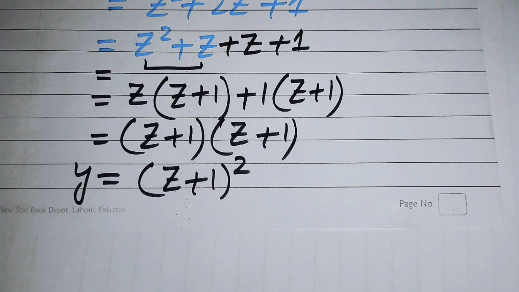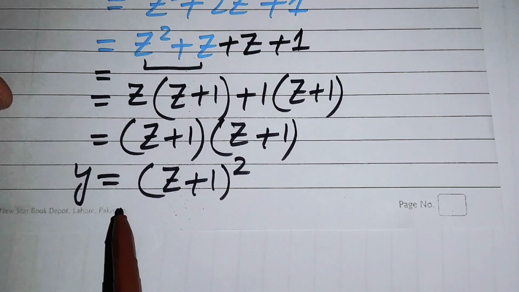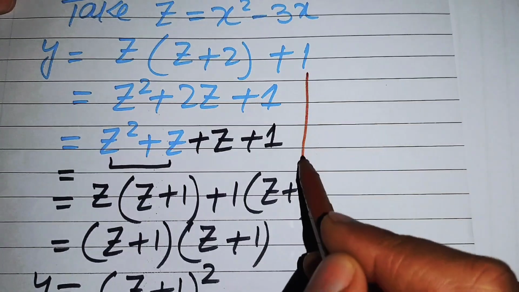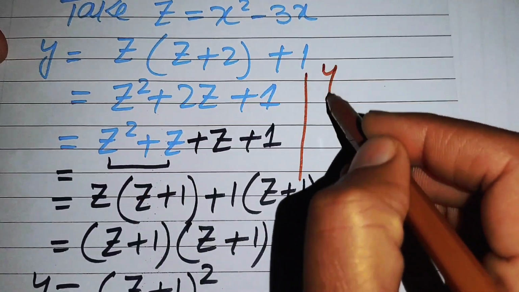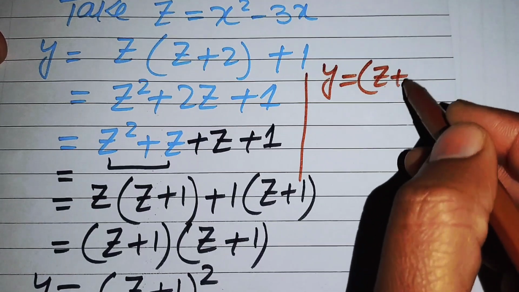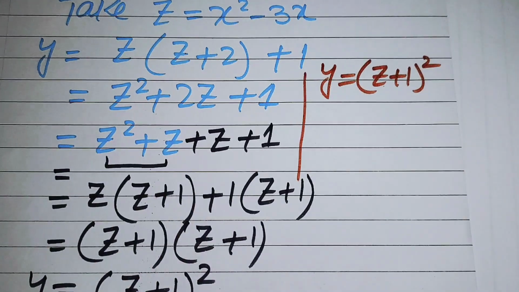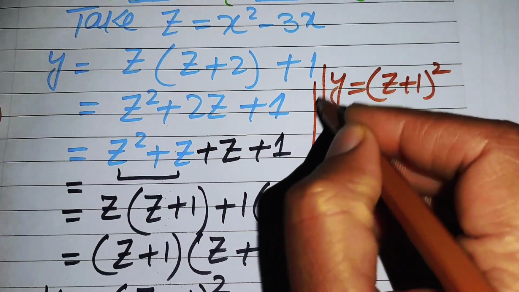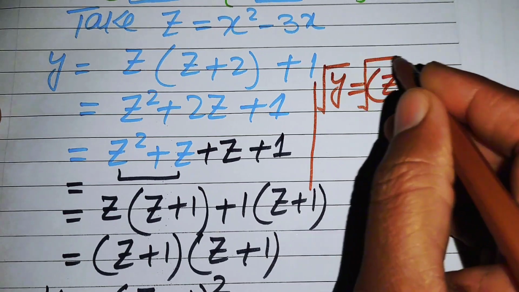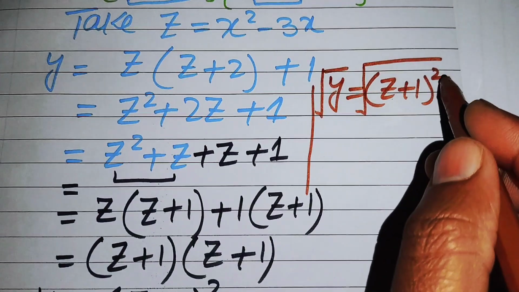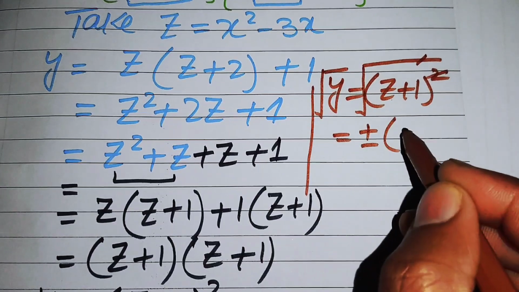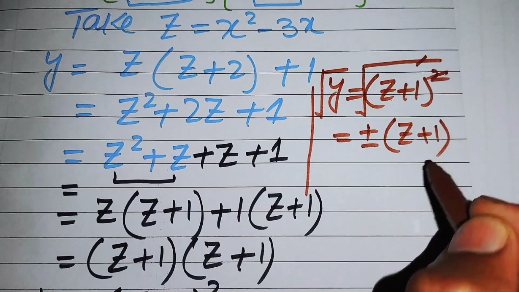But in this question our aim is to find the square root of y. So now we write this value of y here, because we have y equals (z plus 1) whole square. In order to find the square root of y, we need to take the square root on both sides of this expression. On the right hand side you see that the square and square root cancel each other, and we get plus minus of z plus 1.